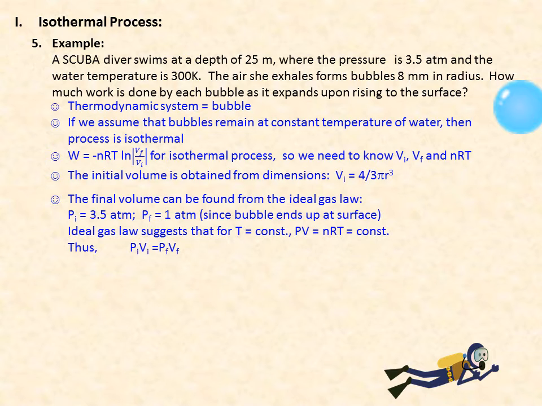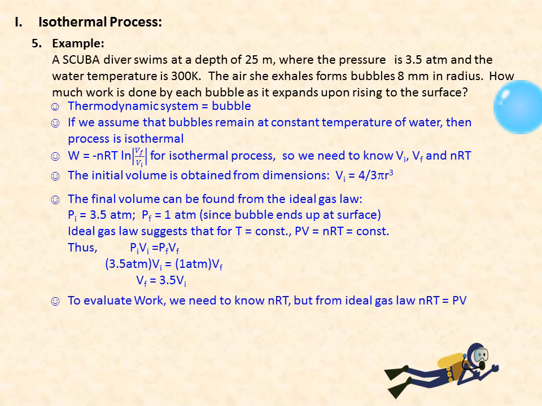So we have a relationship here that the initial pressure times the initial volume of the bubble must be equal to its final pressure times final volume. Plugging in the information we have about initial and final pressures, you can see then that we have this volume relationship, that the final volume of the bubble must be 3.5 times the initial volume. Okay, so now that we know the initial volume, we now know the final volume related to the initial volume. We just need to know a value for nRT, but don't forget about the ideal gas law.